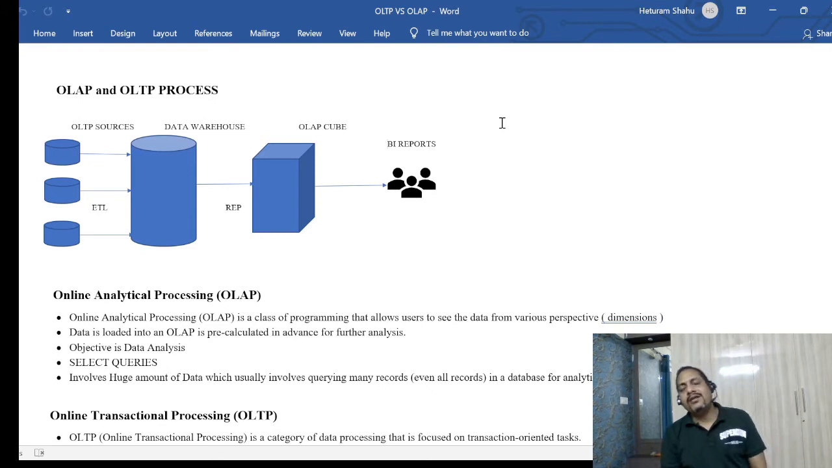So hope you are able to understand where the OLTP system comes into the picture and where the OLAP comes in. OLAP is online analytical processing. When I say analytical, it means analysis. For analysis processing we are using this OLAP cube. If you look at this cube, from the data warehouse there is a cube here, and users are hitting this cube and getting the data based on various dimensions. One dimension can be branch, another dimension can be the customer, and another dimension could be the time.